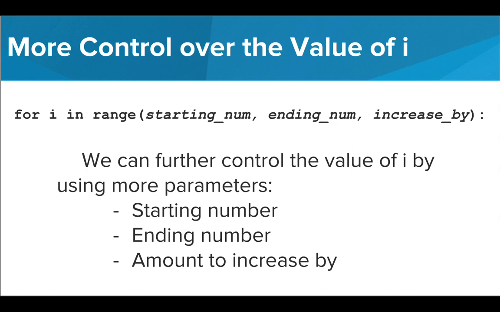But if we want the values of i to increase another way, or start at a value other than 0, we can plug these numbers in. The first value we enter is the starting number, followed by the ending value, and then the amount to increase by on each iteration. Let's take a look at an example using these extended parameters.